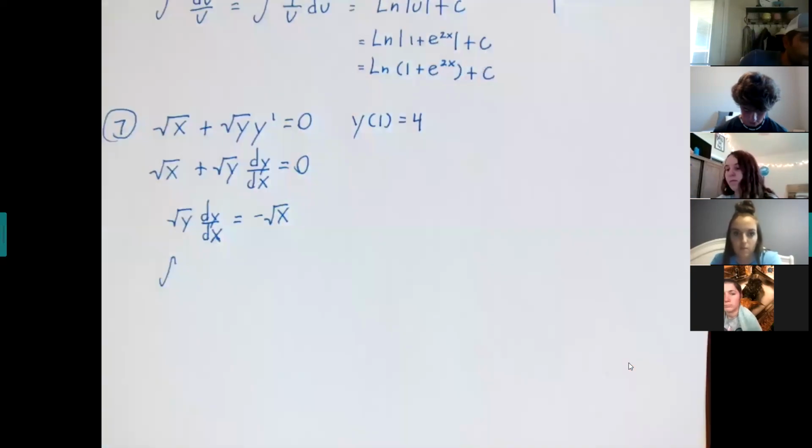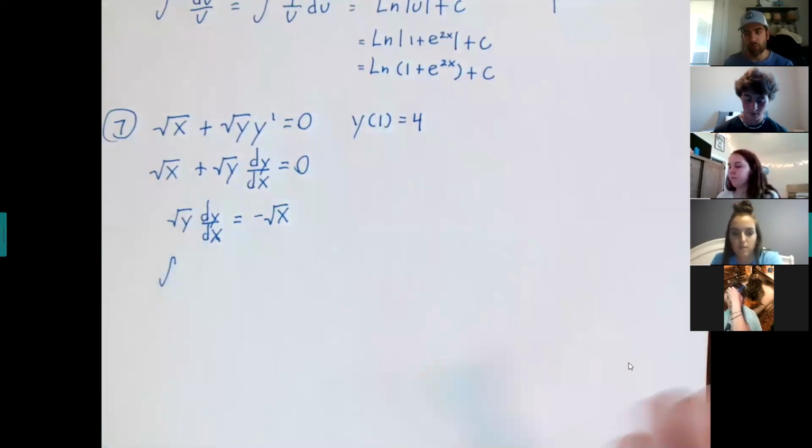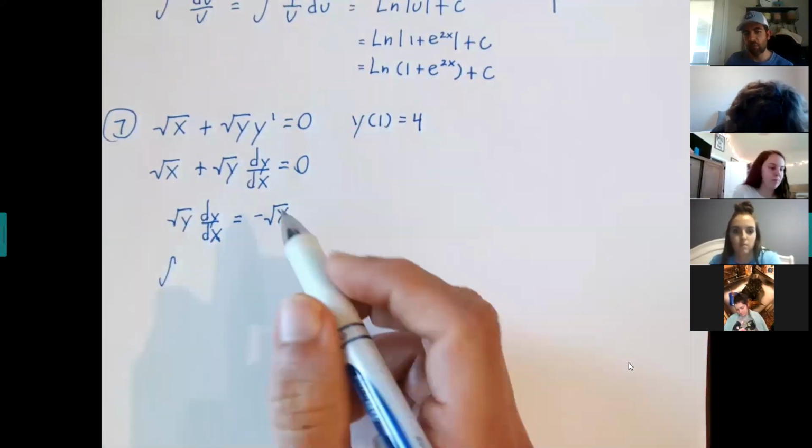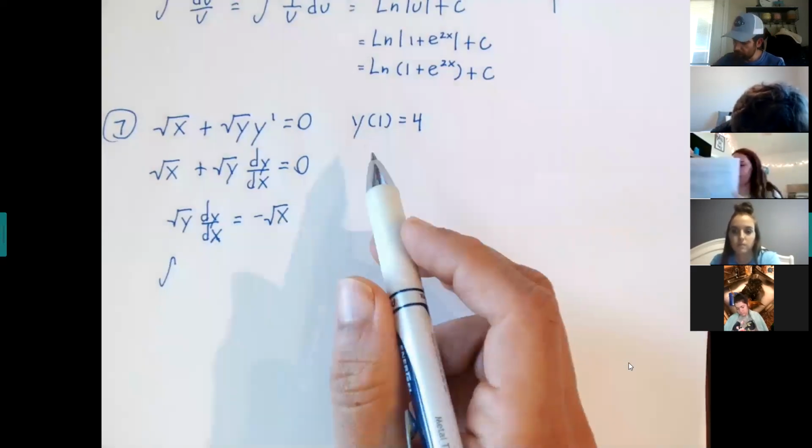When they talk about a general solution, that means that your answer is going to have a plus C at some point. When they talk about a particular solution, they're basically giving you a point for you to solve for C. So hopefully you see what's about to happen here.